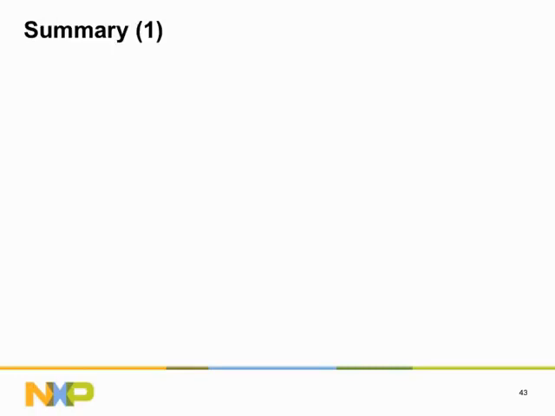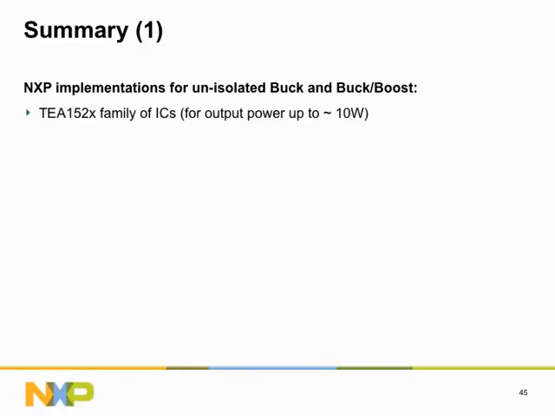In this first AC/DC Basics course, we've seen isolated and unisolated SMPS solutions. Many of the NXP SMPS ICs can be used for controlling both buck or buck boost and flyback topologies. Some NXP products that can be used for the implementation of a buck or a buck boost converter are the TEA152X family of ICs. These ICs have an integrated MOSFET power switch, the primary switch, and are intended to be used in the lower power segment.